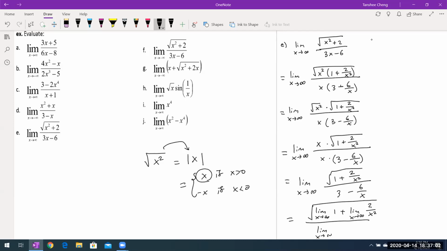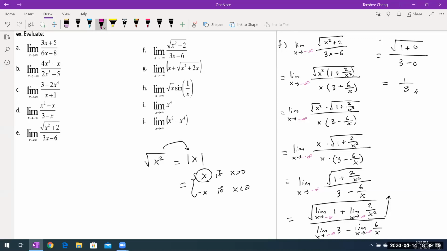all over limit as x approaches infinity of 3 minus limit as x approaches infinity of 6 over x, which will give us square root of 1 plus 0 all over 3 minus 0, which is going to be 1/3. And that is my answer on this.